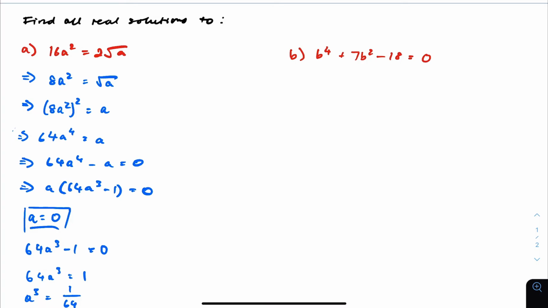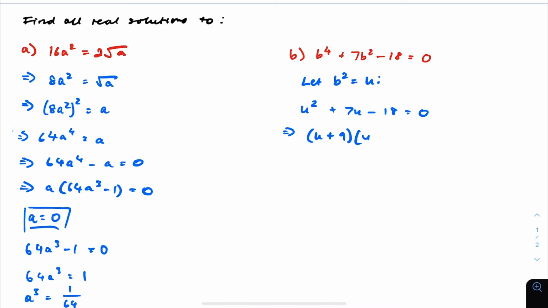So in this case, let's let b squared equal u. So that becomes u squared, because u is equal to b squared, and b squared squared is b to the power of 4, plus 7u minus 18 is equal to 0. And now it's an easy quadratic to solve. It gives us u plus 9 times u minus 2 is equal to 0. So u is equal to negative 9 and 2.